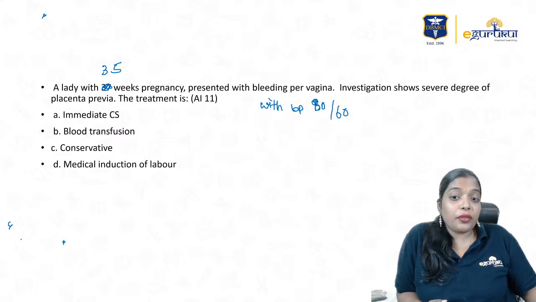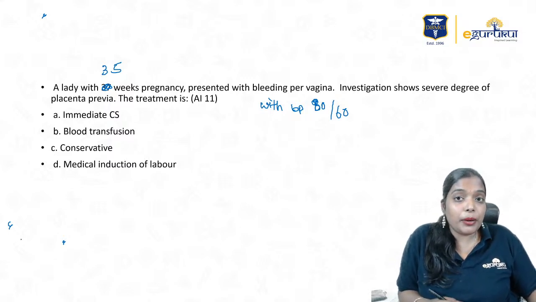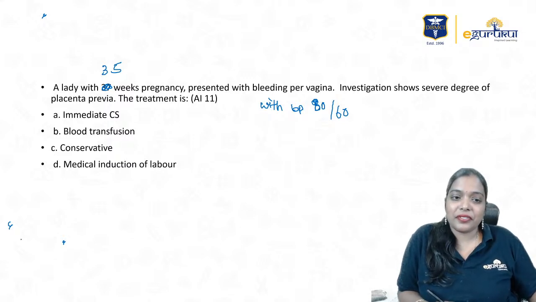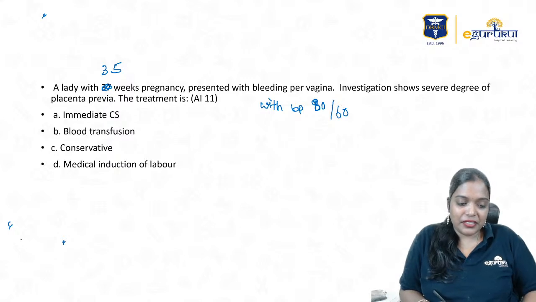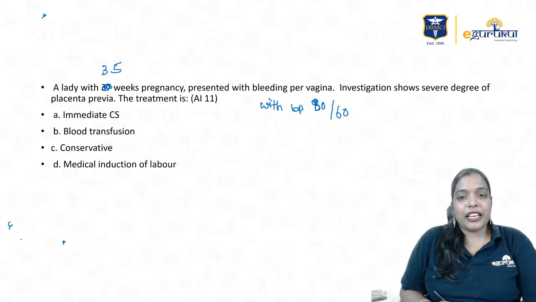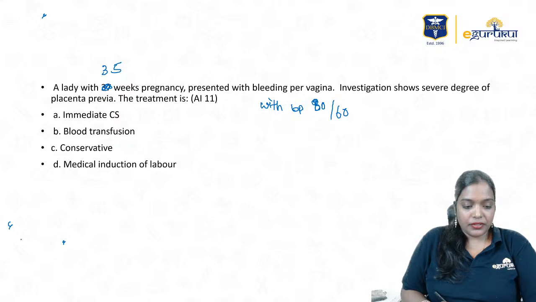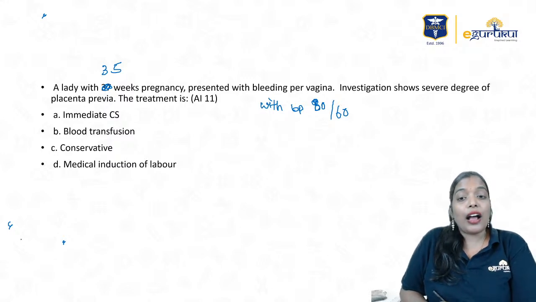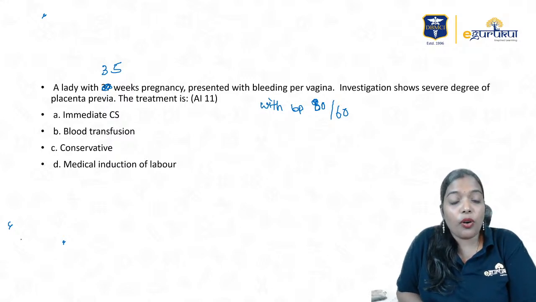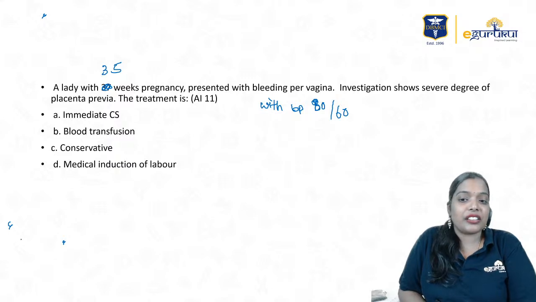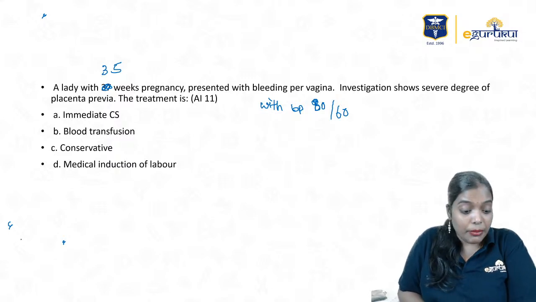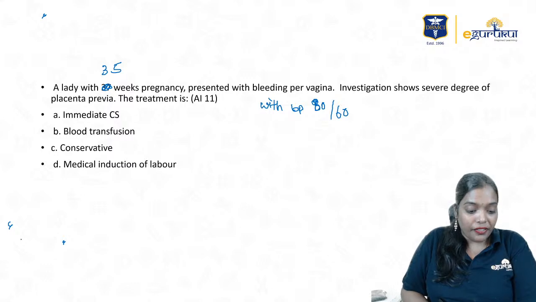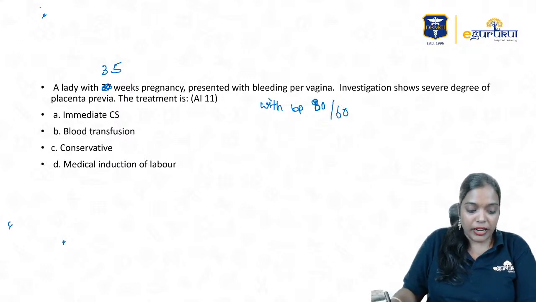So now, is she hemodynamically stable? Blood pressure has gone to 80/60. So she is hemodynamically not stable. As she is hemodynamically not stable, although she is less than 37 weeks, I will go for immediate C-section. Very good. Excellent. Kaustubh and Sai Ramya.